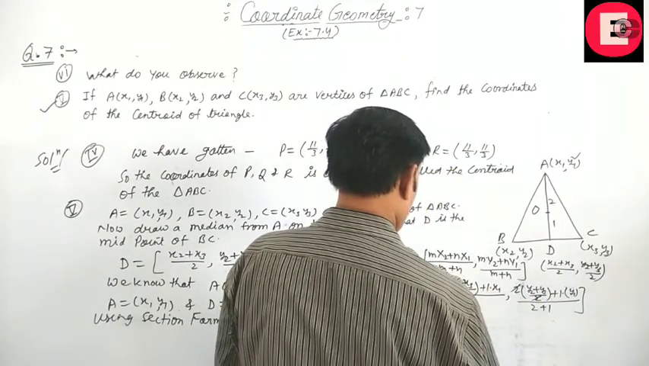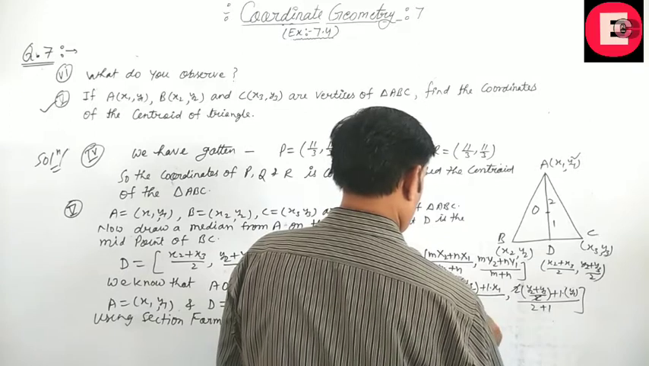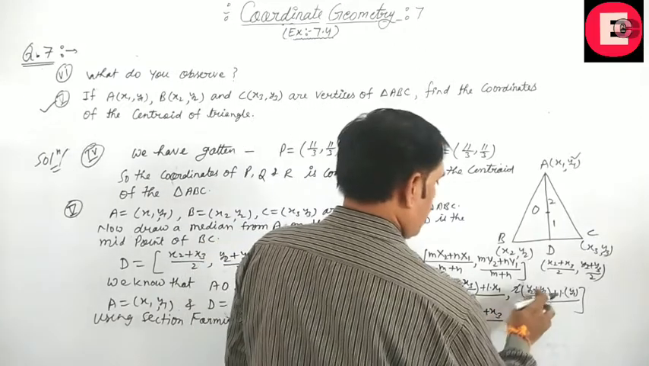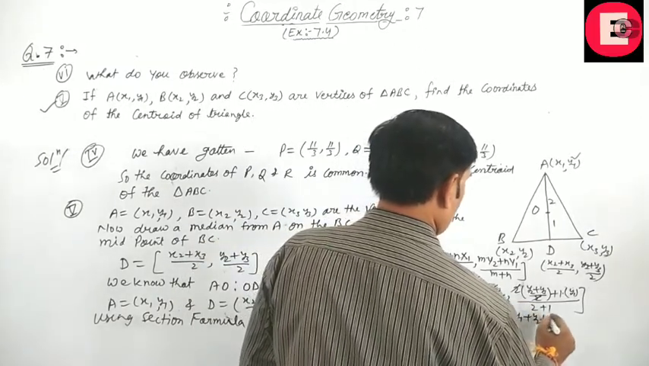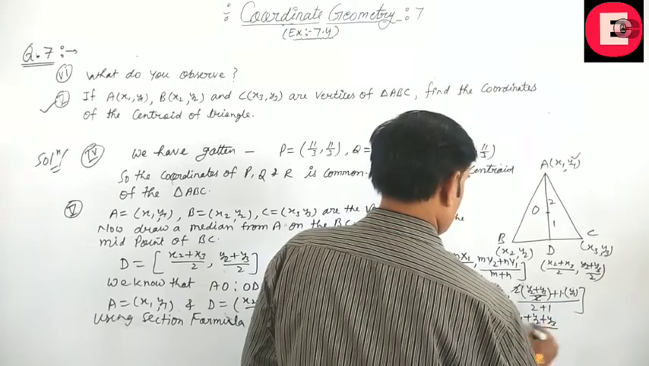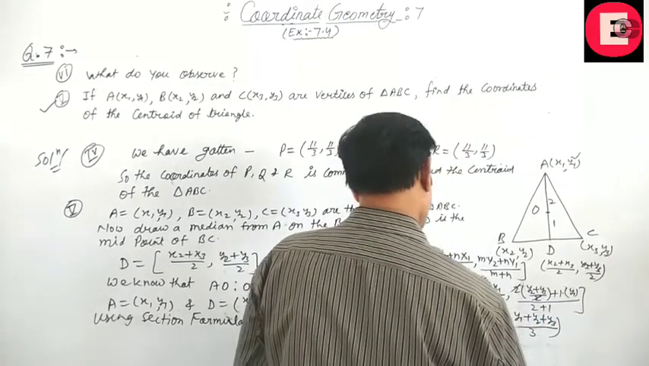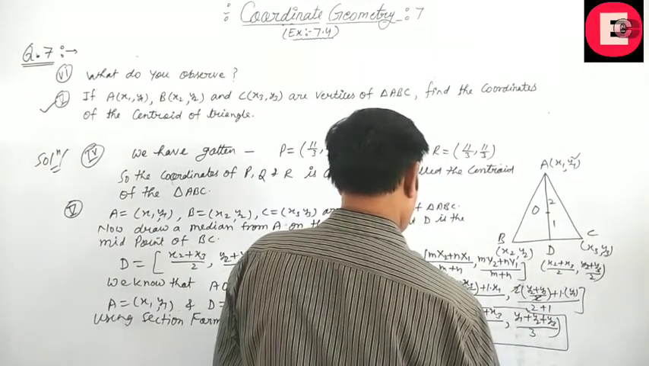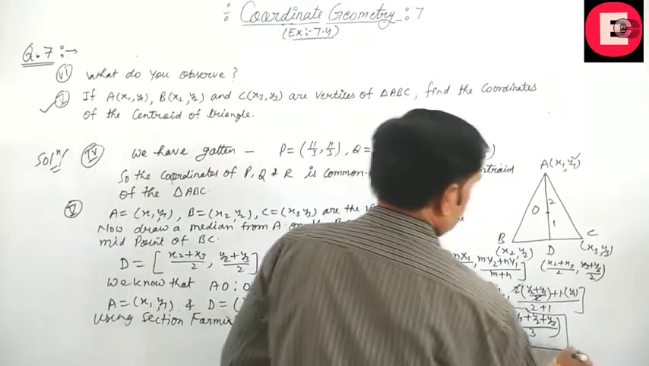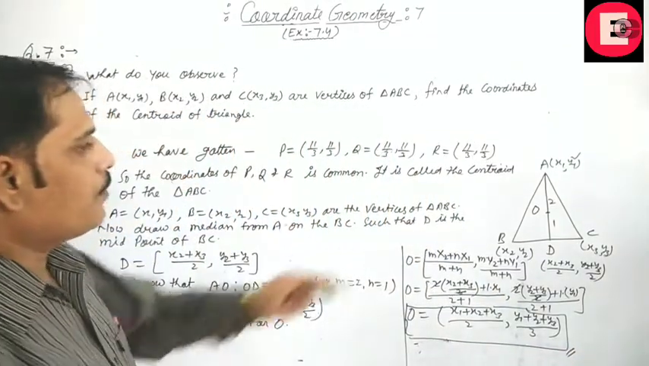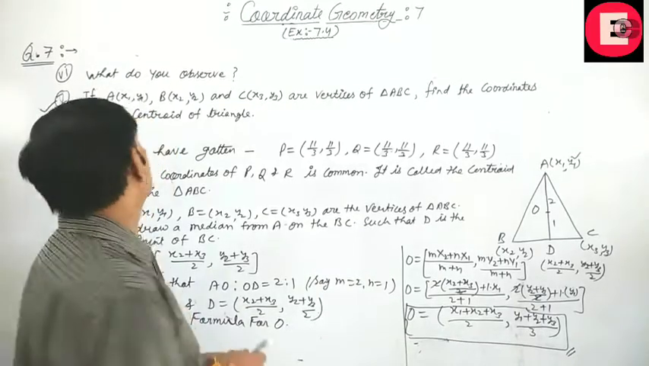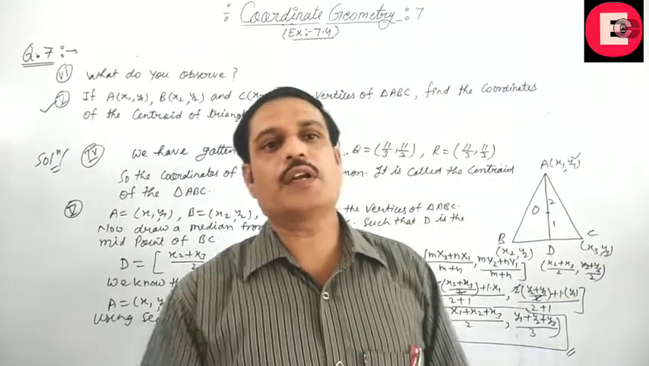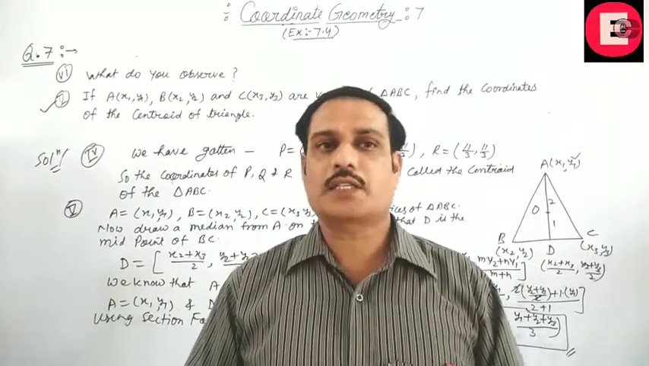So the coordinate of the centroid of the triangle is equal to x1 plus x2 plus x3 upon 3, and y1 plus y2 plus y3 upon 3. So this is the coordinate of the centroid. Thus we get the coordinate of the centroid of triangle ABC. So question number 7 has been completed, and we are going to the next question of exercise 7.4.